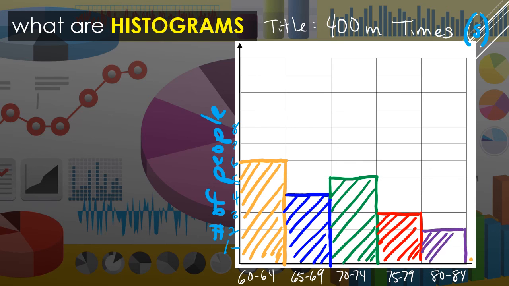So you can see that this histogram right here with these 400 meter times tells us some information. So if we just had this chart right in front of us, we would know that there are 6 people in the interval 60 to 64. There are 4 people between 65 and 69. There's 5 people between 70 and 74. There are 3 people between 75 and 79, and only 2 people between 80 and 84. And so histograms are helpful to look at different types of data.